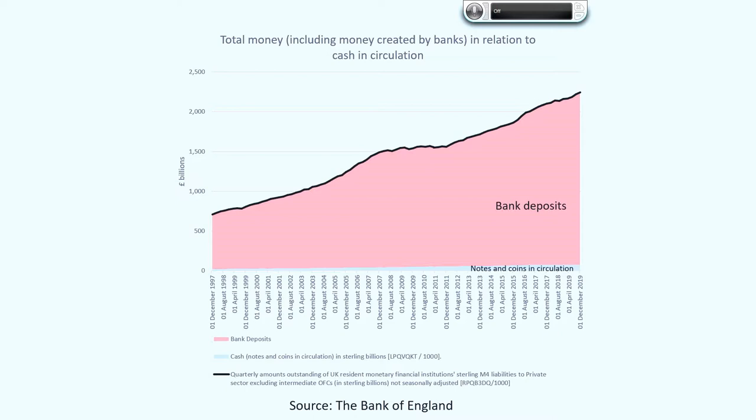This chart presents the information that I've just mentioned. So you can see that the blue bar at the bottom of the chart represents notes and coins in circulation that are produced by the state, and they are almost invisible, the bar is so small. Whereas commercial bank deposits, the pink area in the graph, comprises most of sterling M4, which is a measure of broad money that includes bank deposits.